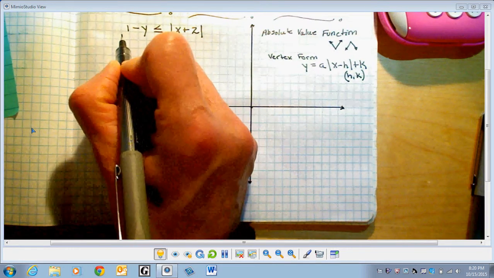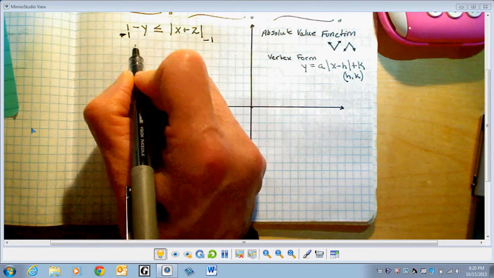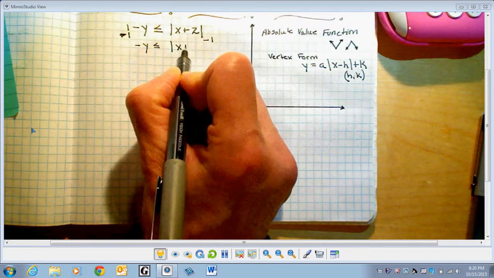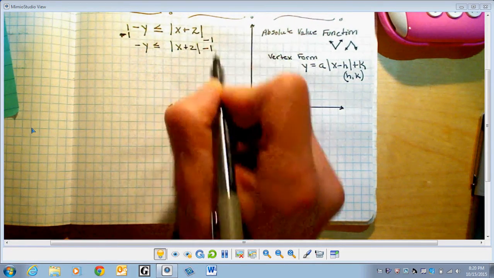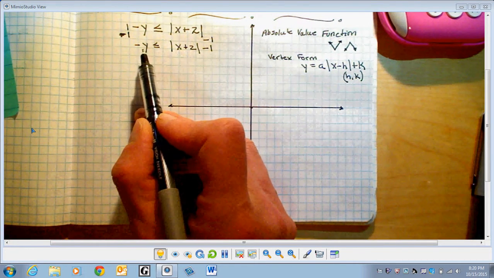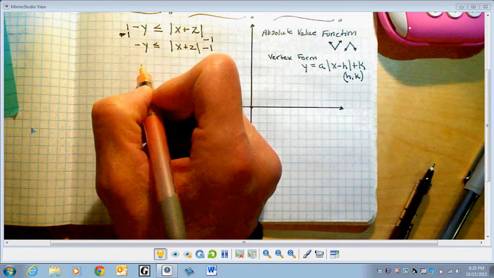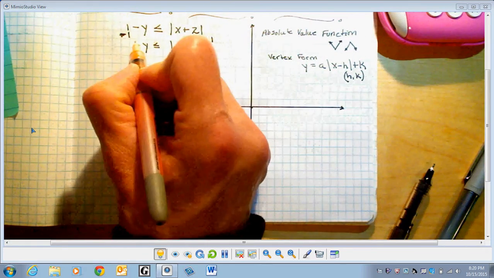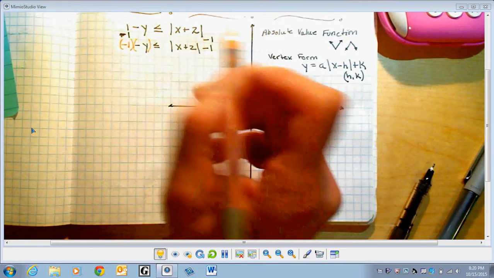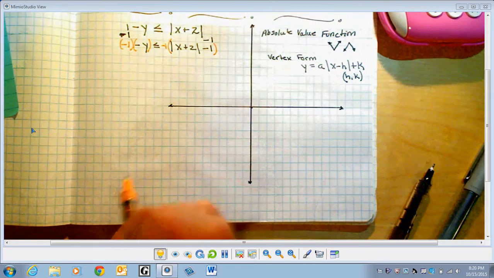So the first thing I'm going to do is subtract 1 from each side. That gives me negative y is less than or equal to the absolute value of x plus 2, minus 1. So that may look like we're done, but we're not, because I want y, not negative y. The easiest thing for me to do, I don't like to divide, I prefer to multiply. So I'm going to multiply everything on the left by negative 1 and everything on the right.